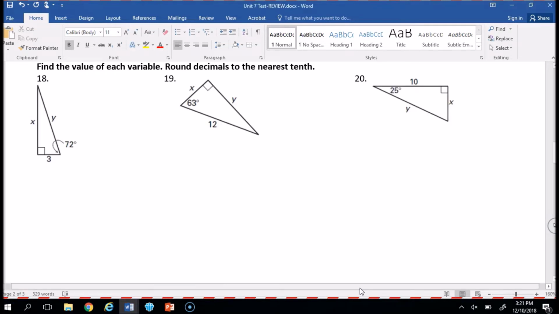The next set of problems says find the value of each variable and round decimals to the nearest tenth. So on this one, I notice that I have a 72 degree angle and I have a side of 3. So we're going to use our trigonometric ratios to solve for the sides x and y here. And we're going to use our angle and how these sides relate to that angle.